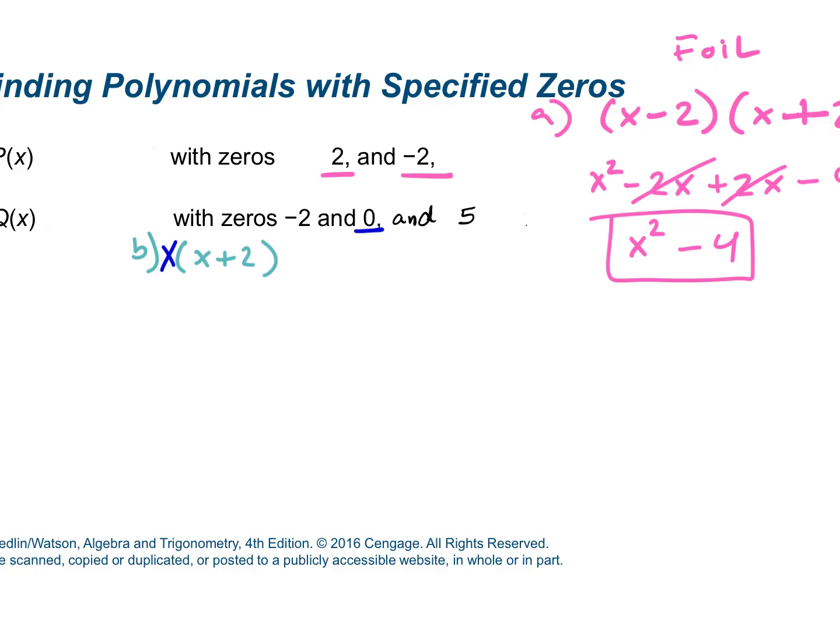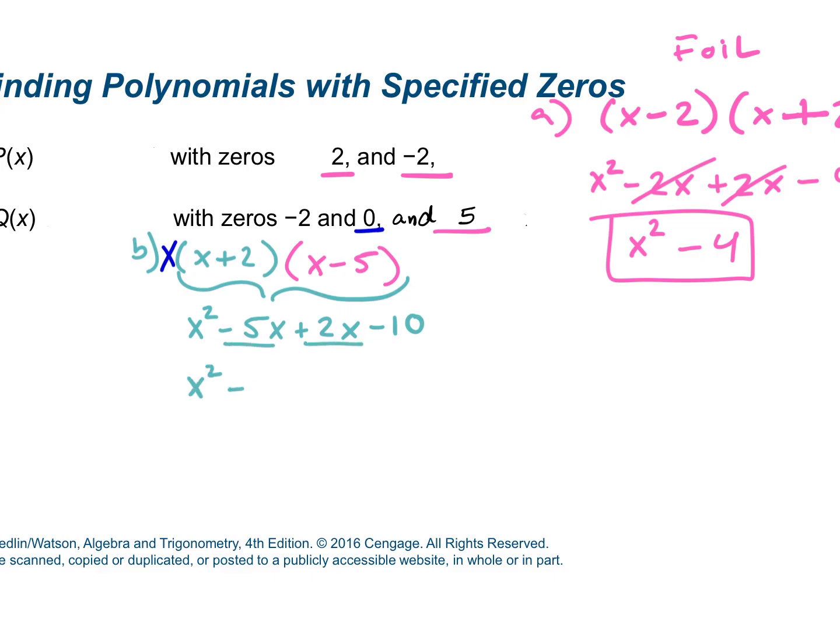And then how would I say 5? How would I write that? X minus 5. Perfect. So now I'm going to take these two and FOIL them out first. So we get x squared minus 5x plus 2x minus 10. We can combine our like terms, so x squared, what's negative 5x plus 2x? Negative 3x minus 10.